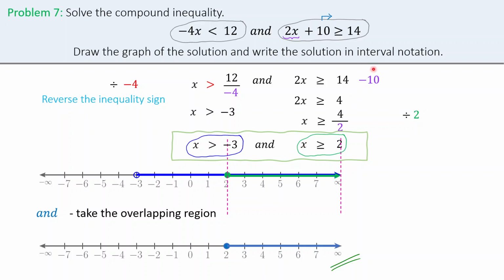Next, we need to write the interval notation. The interval notation of this graph is 2, infinity. This is filled circle, so put a bracket. For infinity, put a parenthesis. This is the interval notation of the solution.